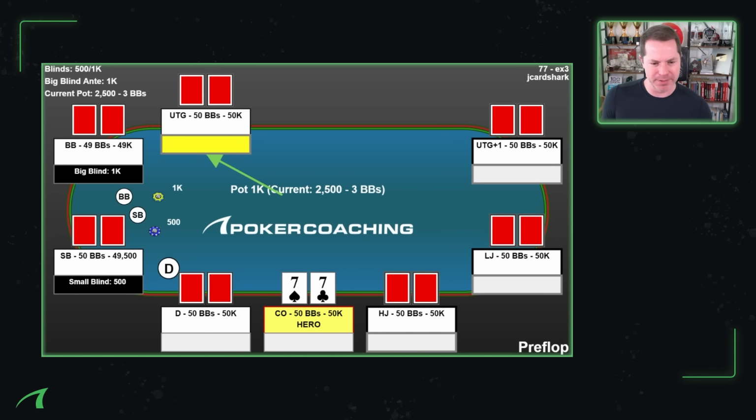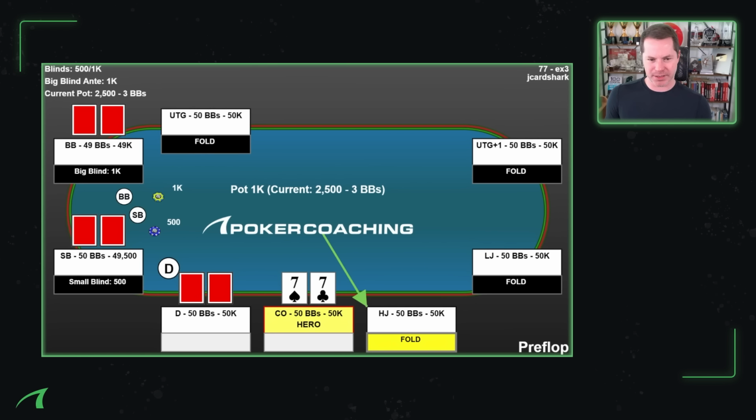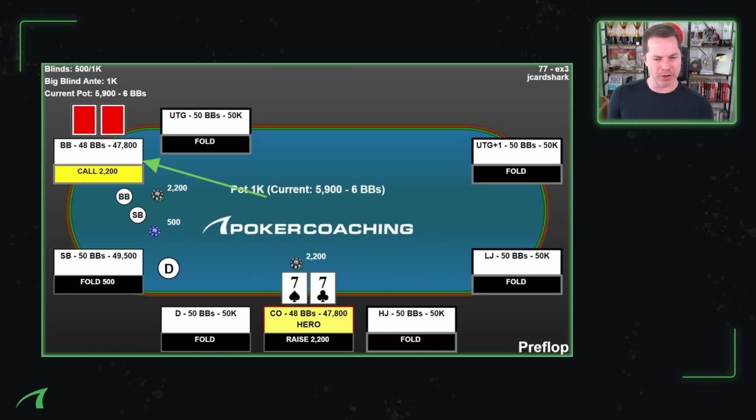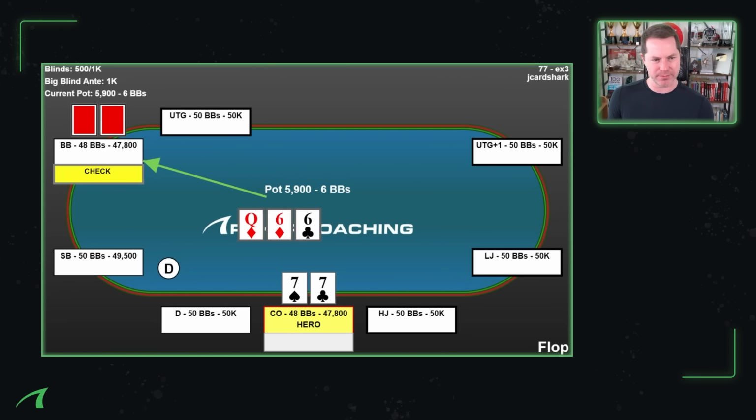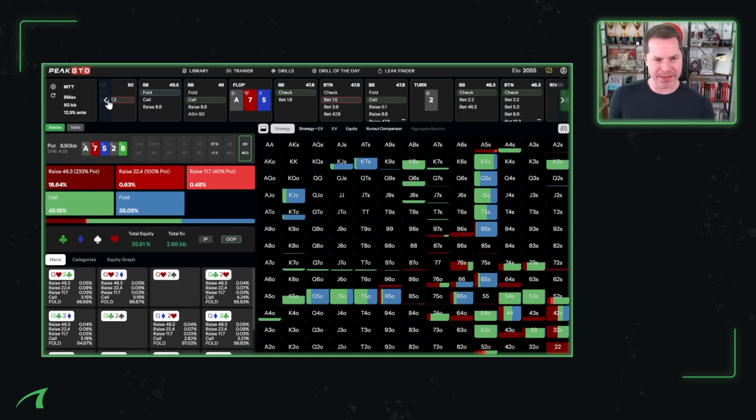This time we just win. Pocket sevens. We raise it up. Big blind calls. Flop comes Queen 6-6. They check. We bet small. They raise. Right off the bat, you may say, should we find a fold immediately? And I would say that would be way too tight.